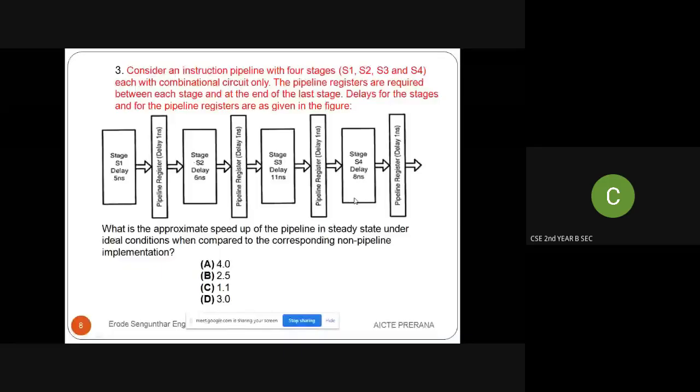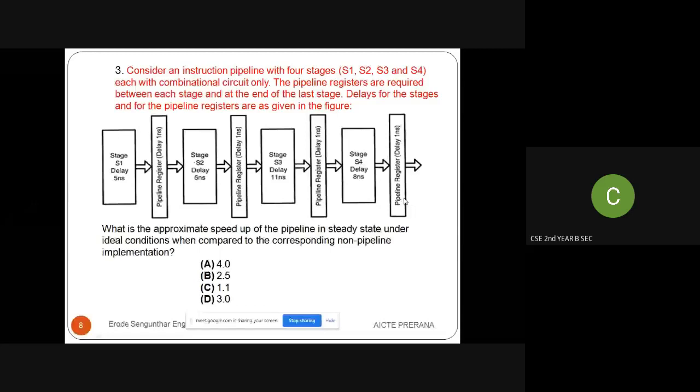Between each stage, there are 4 stages. Between each stage, that is here, here, here, we are having the pipeline register for 1 nanosecond delay. Similarly, there are 3 pipeline register delays between these 4 stages. At the end of the result, that is at the end of stage 4 also, we are having a pipeline register delay.